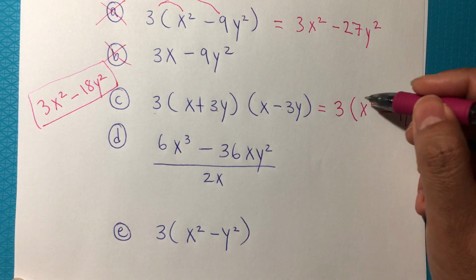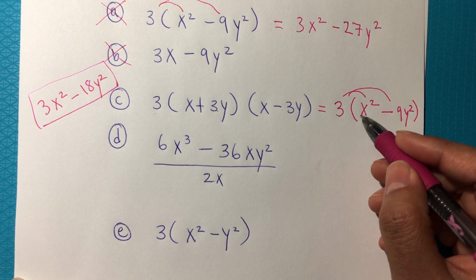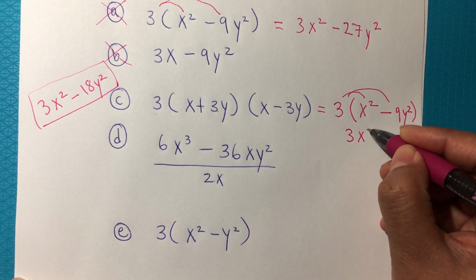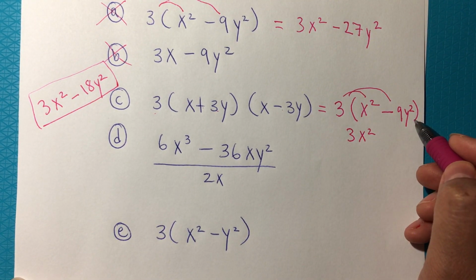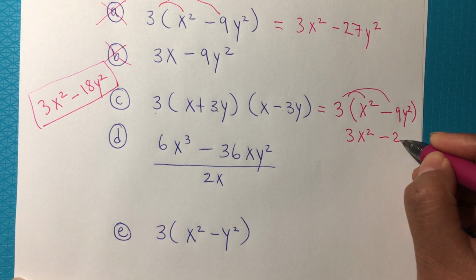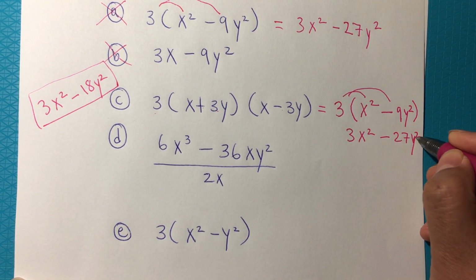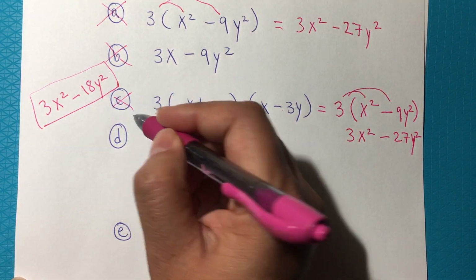Then I do distributive property in here. 3 times x squared is 3x squared. 3 times negative 9 is negative 27y squared. So again, that's not an answer either.